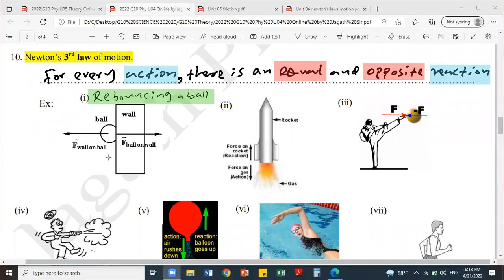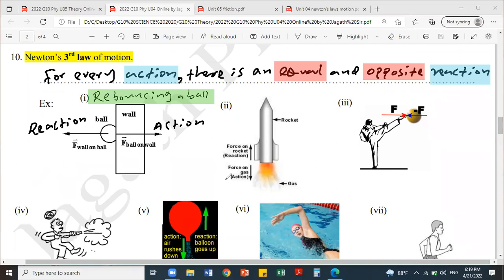Now let's see how to analyze the action and reaction here. When you release the rubber ball to the ground or to the floor, a force is exerted on the wall. That is the action. Please mark the action here. And the ball rebounds due to the reaction. So you can write: ball rebounds due to the reaction.